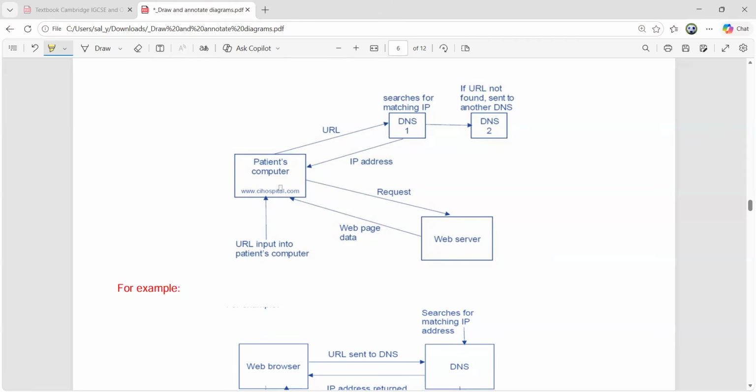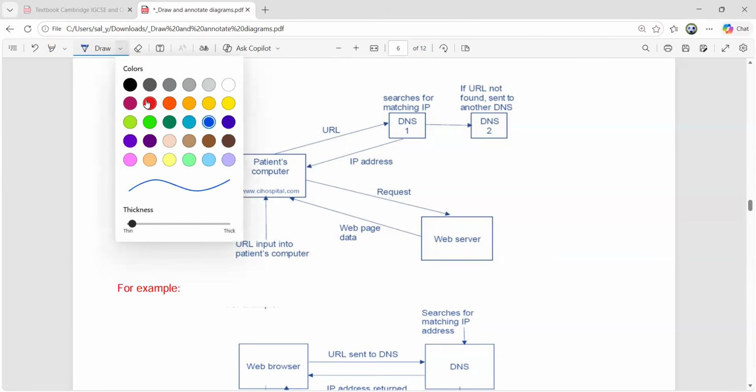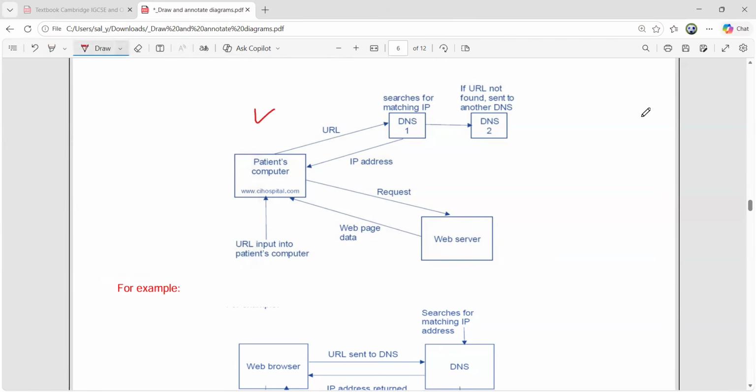And then again, a request is sent to the web server. Web page data is going to be sent. And this is how the whole process is repeated. By the way, since this part was already there in the question, I'm not talking about this one. The patient's computer with the URL and this message was already there in the question.